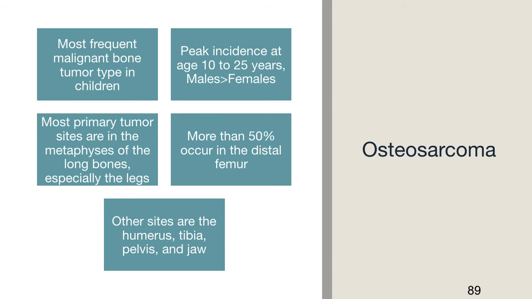Osteosarcoma is the most frequent malignant bone tumor in children. The peak incidence is ages 10 to 25, more in males than females, but obviously girls can get it as well. Most primary tumor sites are in the metaphysis of the long bones, and especially the legs. More than 50% occur in the distal femur, so not up by the hip, but down by the knee. Other sites are the humerus, the tibia, the pelvis, and the jaw.